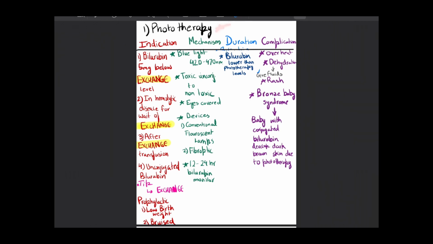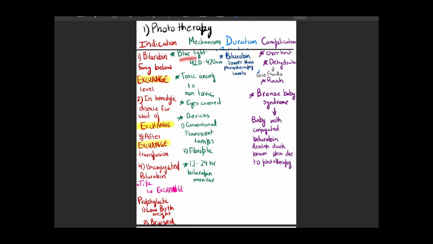Next, we will discuss phototherapy, and first are the indications. So indications, we have main word exchange here. So bilirubin 5 mg below the exchange level. In hemolytic disease, wait for the exchange transfusion, after exchange transfusion, and unconjugated bilirubin. Prophylactic, low birth weight, and bruised child.